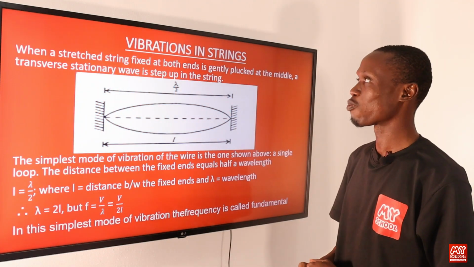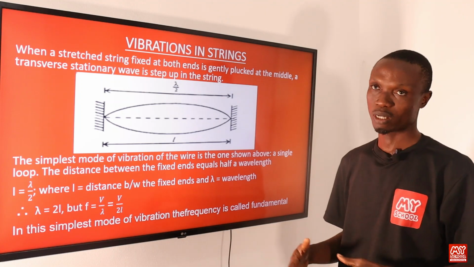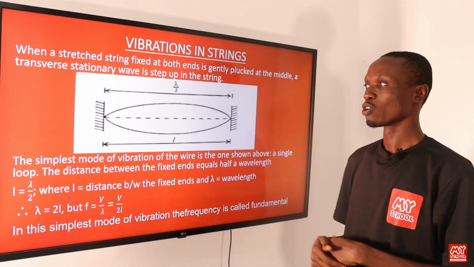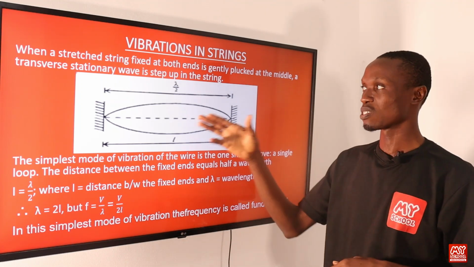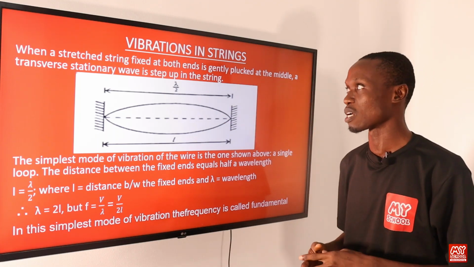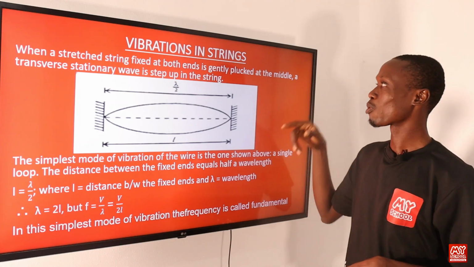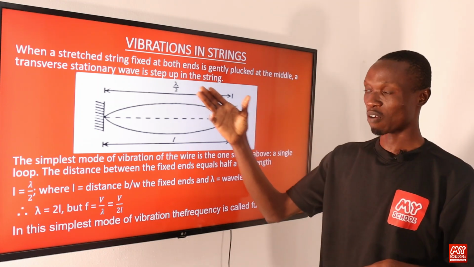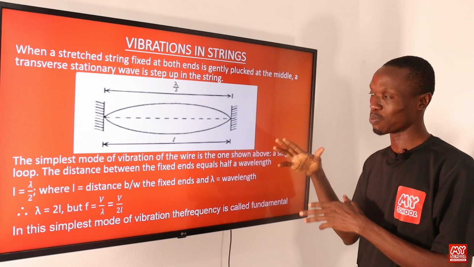We will kick off with vibration in strings. The diagram below shows a string that is fixed at both ends. When a stretched string fixed at both ends is gently plucked at the middle, a transverse stationary wave is set up in the string.